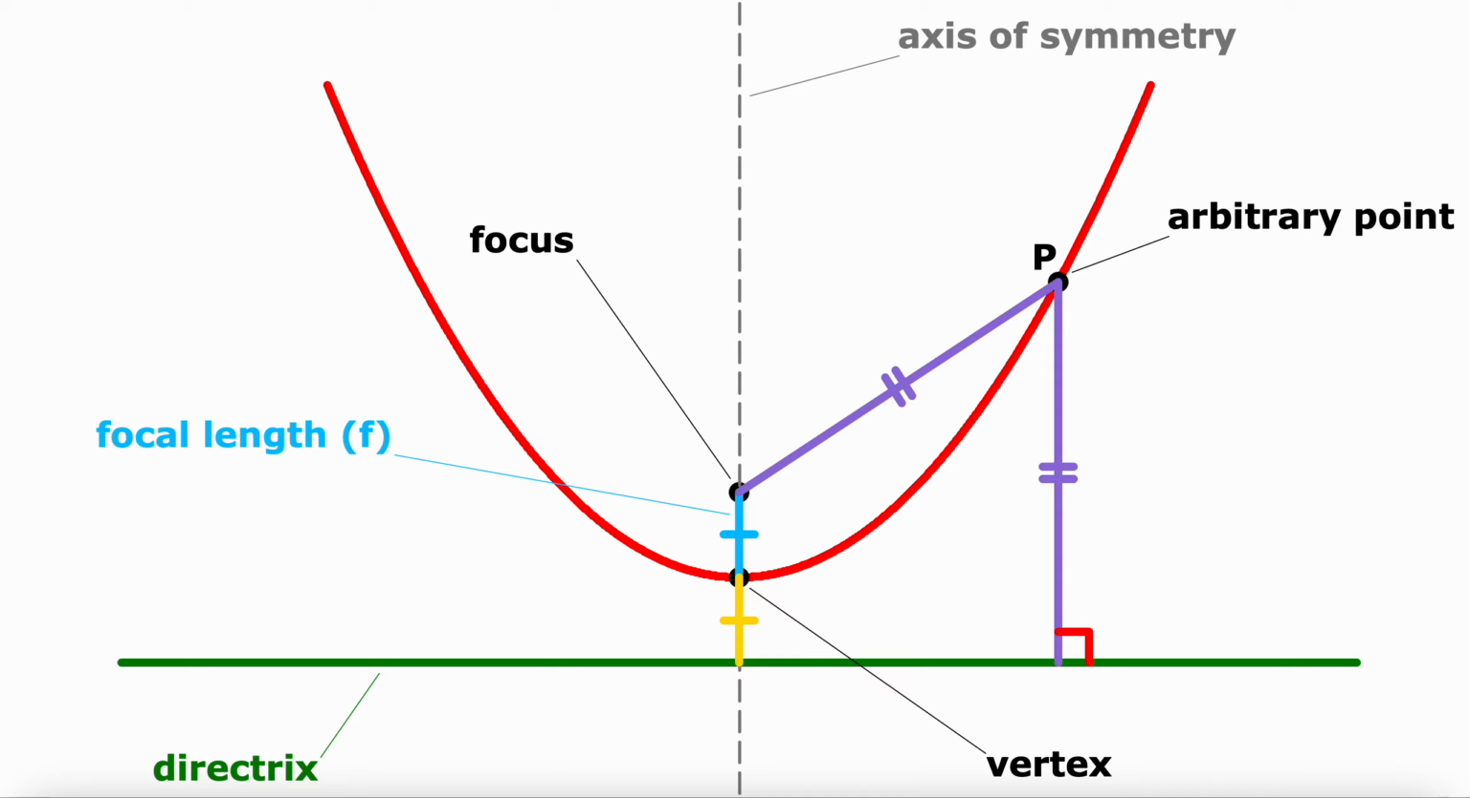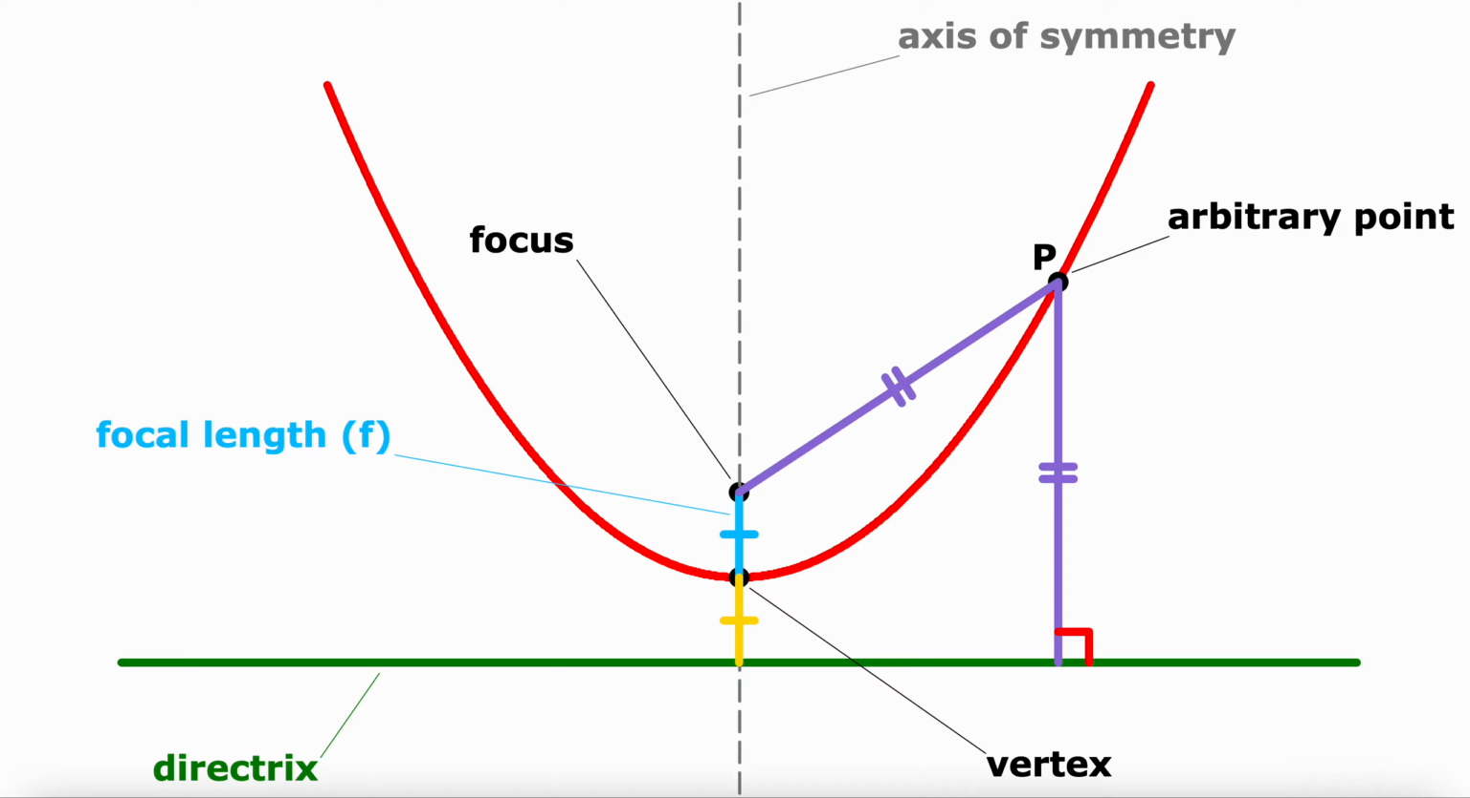The vertex of a parabola is the point on the parabola at which the parabola turns around. It lies halfway between the focus and the directrix. It is the point on the parabola closest to the focus and the directrix. Parabolas have only one vertex, unlike ellipses and hyperbolas, which have two vertices, and unlike circles, which have infinitely many vertices.